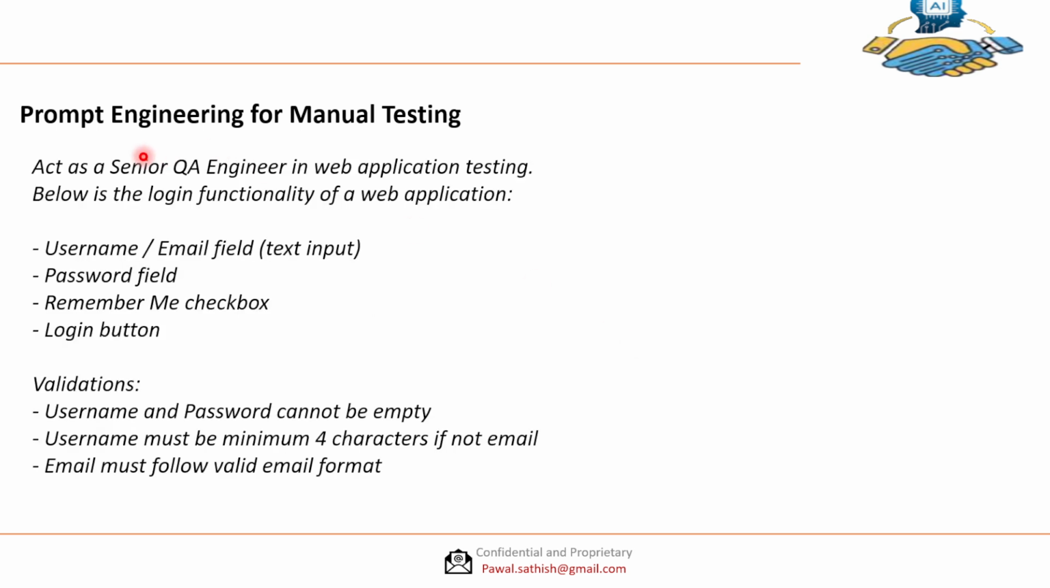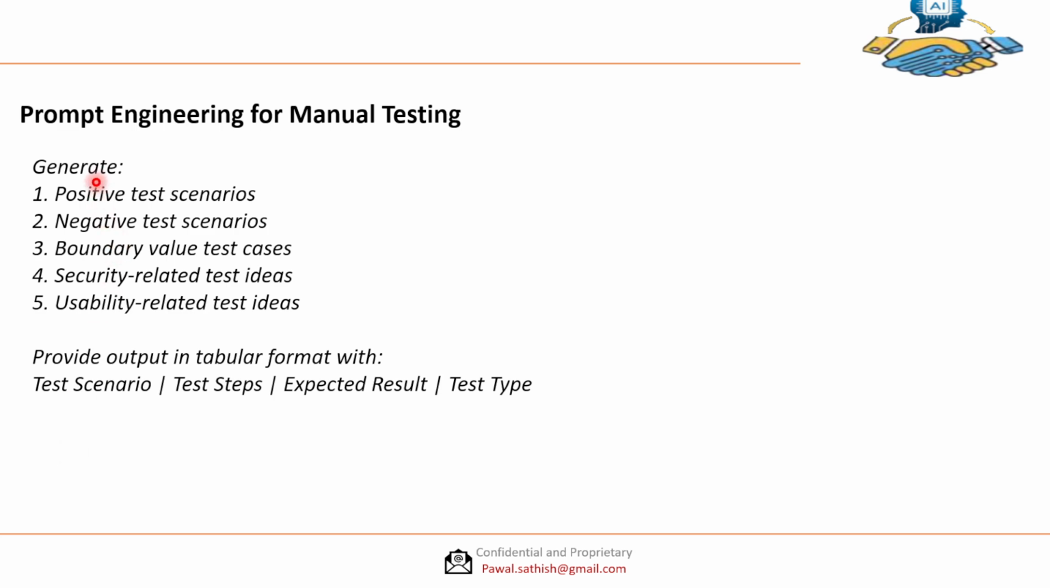So now here we can see the same prompt. We can give: act as a senior QA engineer in web application testing, like if you remember, the role. Below is the login functionality of a web application. We need to mention all the requirements, and here we can see validation. This is the context. Then we need to tell the AI what task to generate. We are saying generate positive test cases, negative scenarios, boundary value analysis, security related, usability.